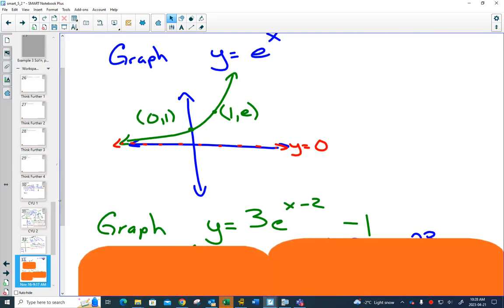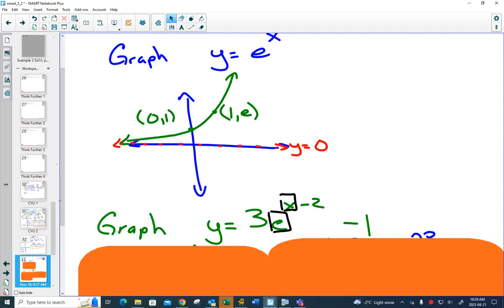And then you'll be asked to graph all of your transformations with an e to the x graph, which, just like before, is exactly the same. You'd have to say, what is my original graph? My original graph is the e to the x. So I have that graph already.